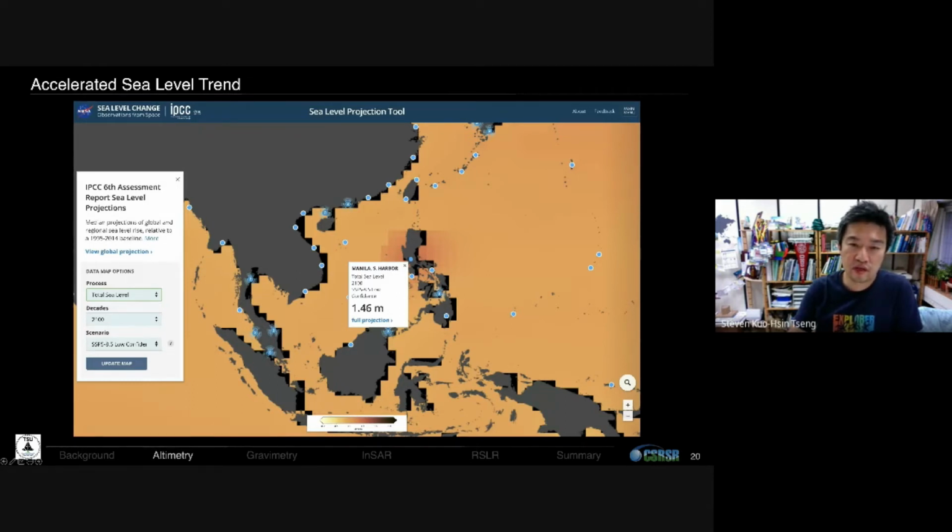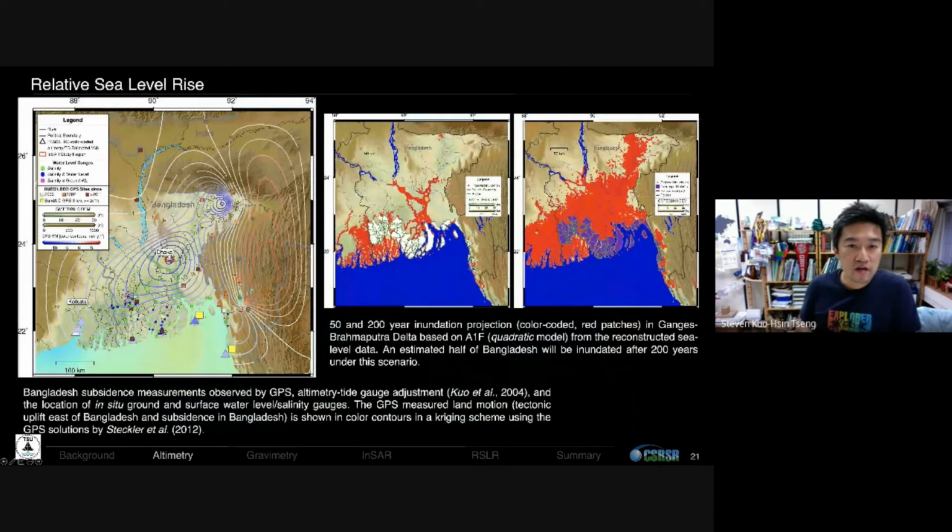So for example, near Manila, the projection is about 1.46 meters of sea level rise. You can Google it and check what rate is closest to your hometown or your office. The sea level rise rate is a global issue.